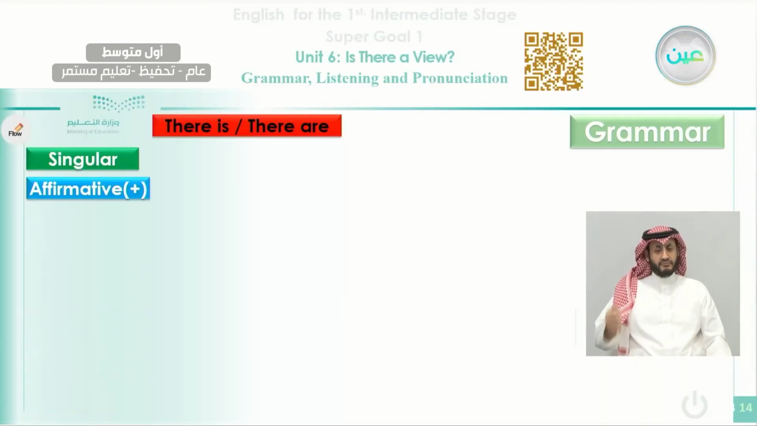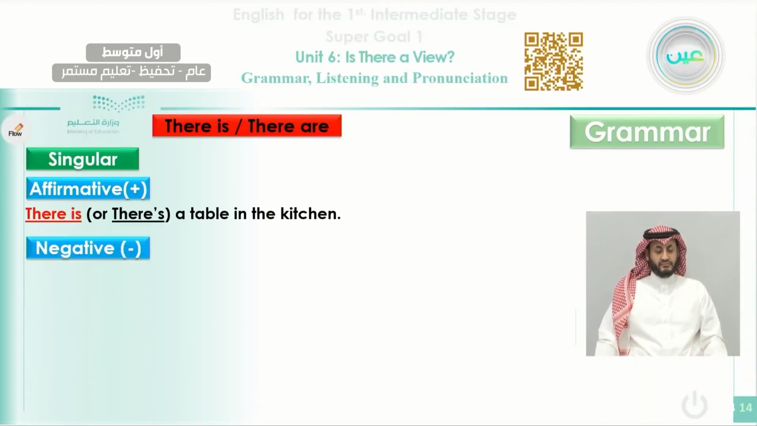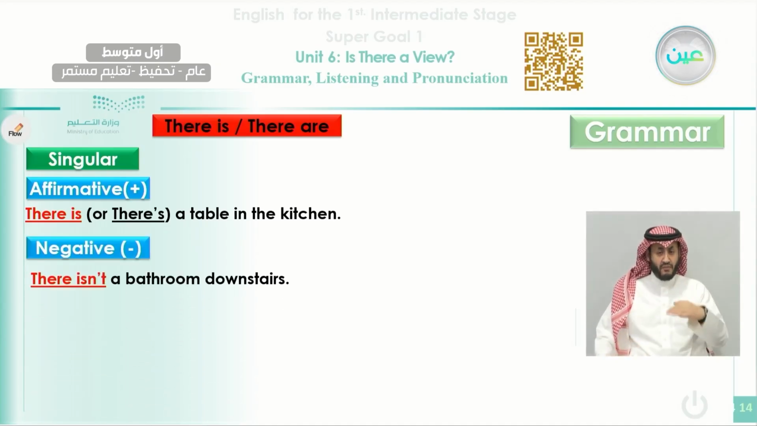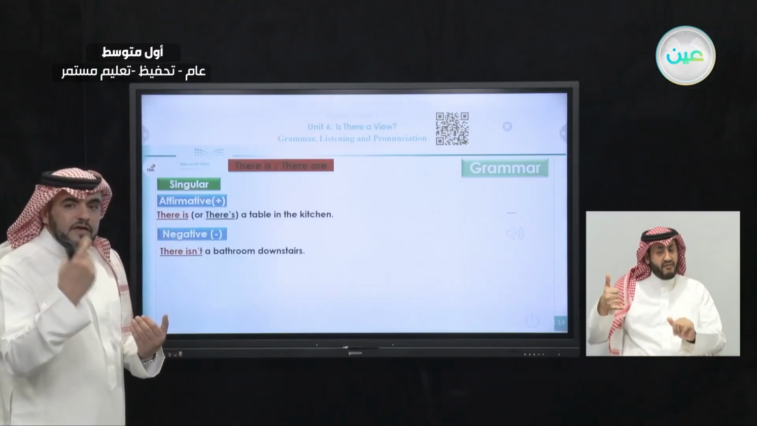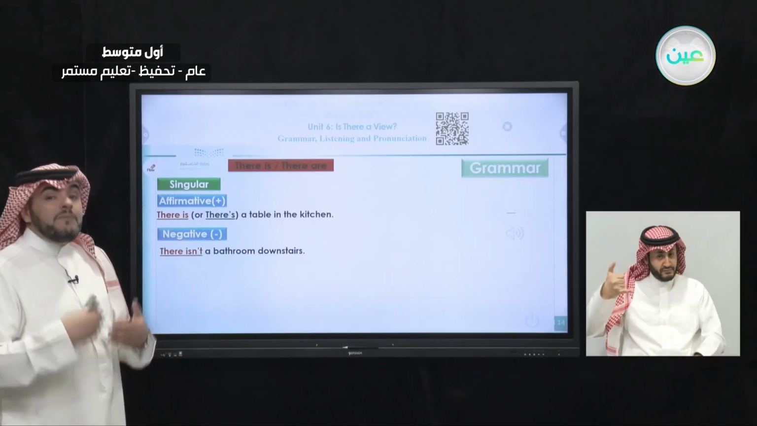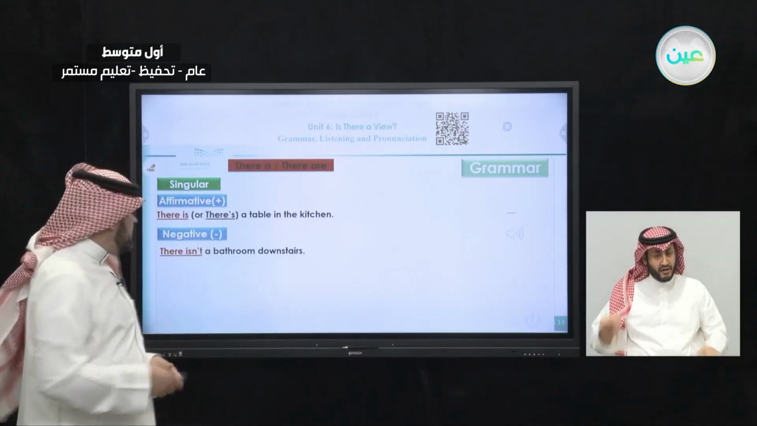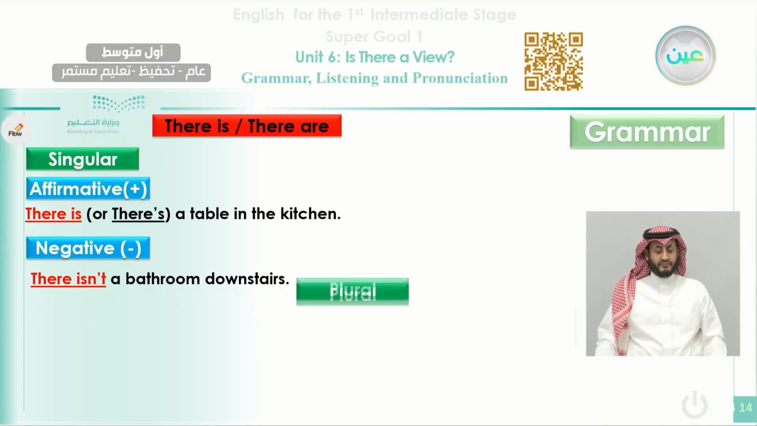Let's have some examples here. With affirmative, you can say there is, or you can make it in this way. There's, like this, you have an apostrophe, an S, a table in the kitchen. There is a table in the kitchen. Okay, the negative form can be like this. There isn't a bathroom downstairs. There is for one thing, but in the negative form, you can say there isn't. Okay, there isn't, as you can see in the example, a bathroom downstairs.